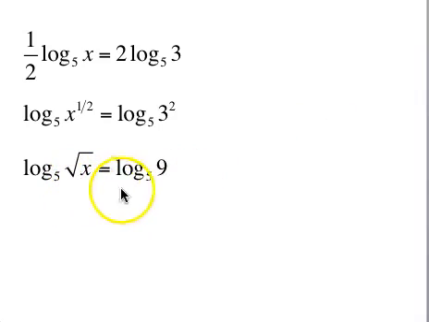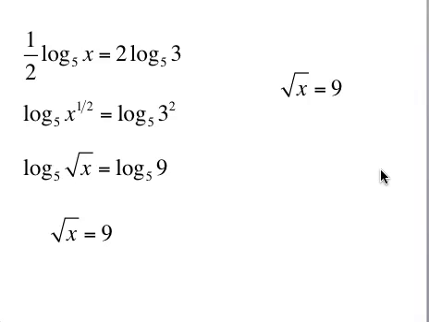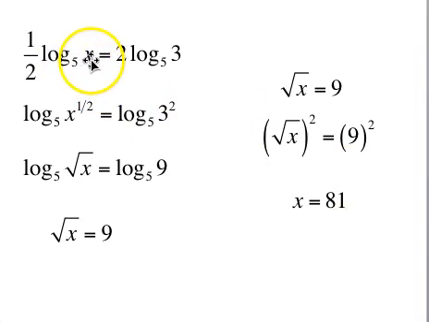So if log 5 of root x equals log 5 of 9, we know that the square root of x must equal 9. To solve for x, we're going to square both sides. That can be dangerous. You could introduce extraneous roots, so it's a good idea to check that as well. When I square both sides, I get root x squared equals 9 squared. Root x squared is x. 9 squared is 81. So 81 to the 1/2 power is 9. 3 squared is 9. Indeed, that checks.